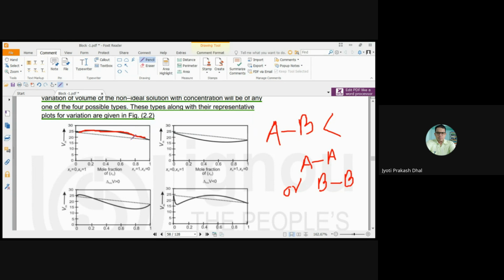The ideal value is the dotted line. And similarly, if the interaction of AB is greater than the individual interaction of AA and the individual interaction of BB, then the volume of the solution will decrease compared to that of the pure components A and B. So this is called negative deviation, and here this is called positive deviation. Positive deviation will be there if the interaction of the two components is less than the individual interaction, and negative deviation will be there for the volume if the interaction between the components is more than the individual interaction of A and B.